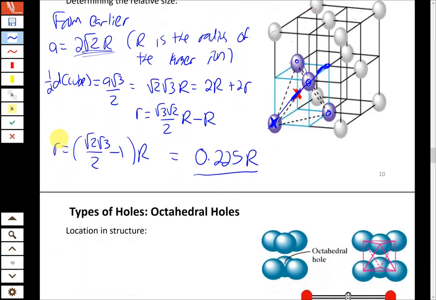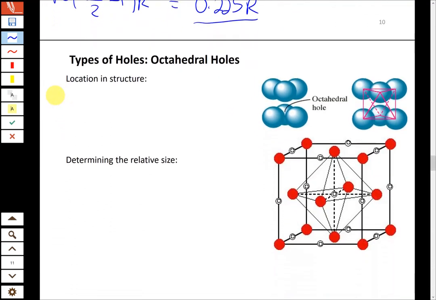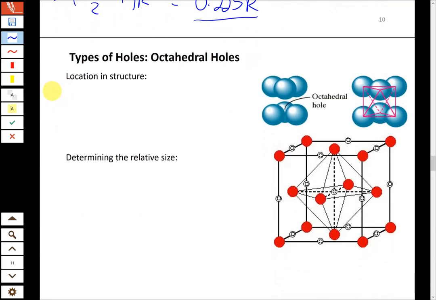Let's do the same thing for what's called an octahedral hole. So in an octahedral hole, they're going to be in a sort of layer context. They're going to be between 2 sets of 3 spheres in adjacent layers.